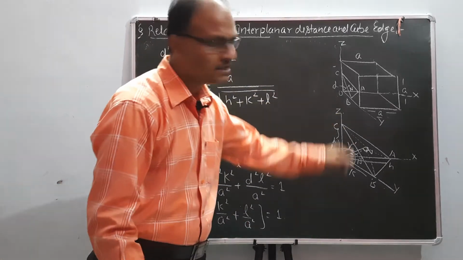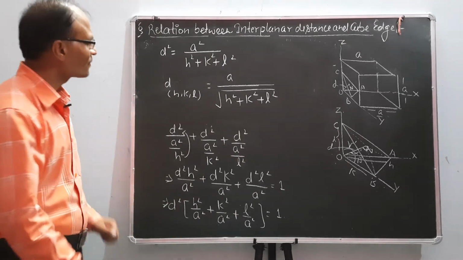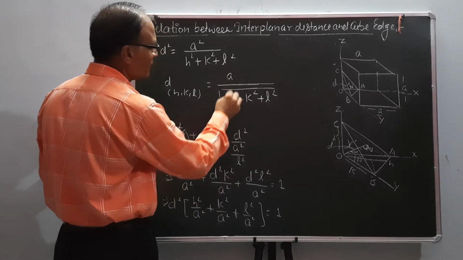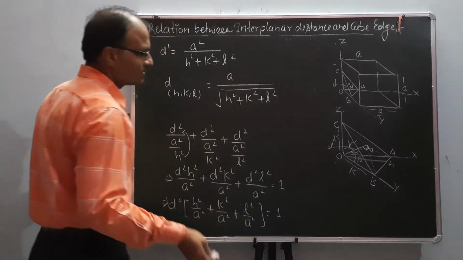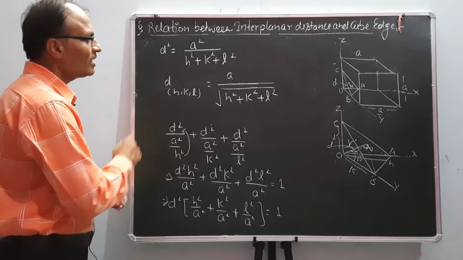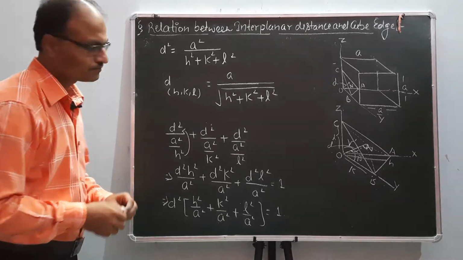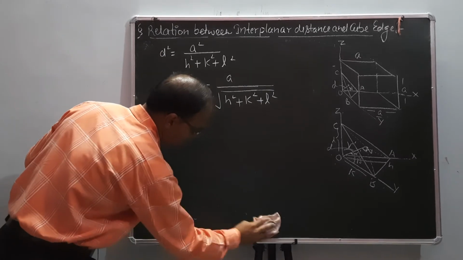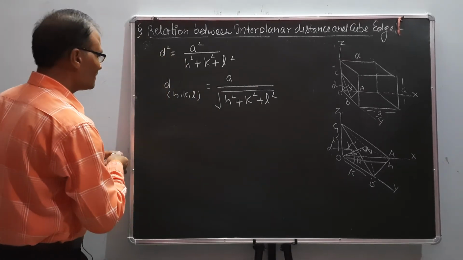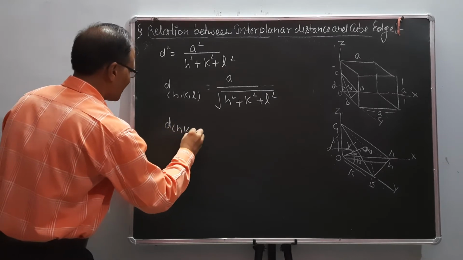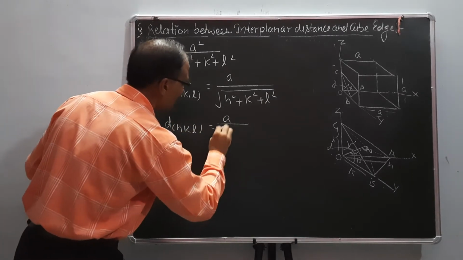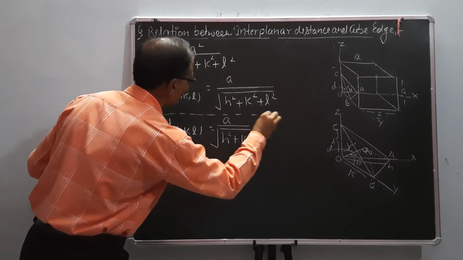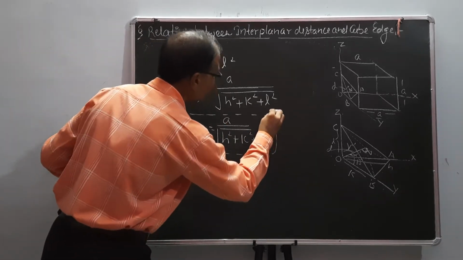If a, b, c are different values, then put the values in h square upon a plus k square upon b plus l square upon c. Now we take the smallest number, so calculate the value of LCM. Now the interplanar distance relation is d h k l equals a upon under root h square plus k square plus l square. This is known as interplanar distance.